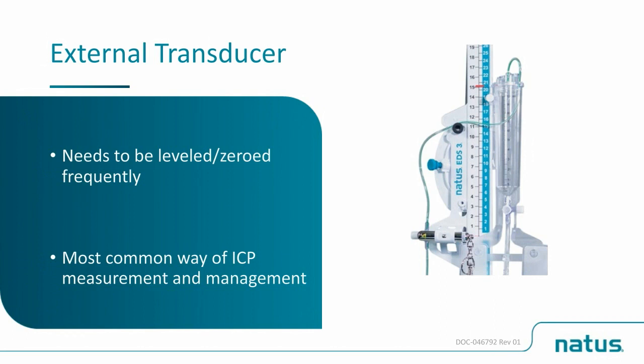You must always maintain the drain at the level of the foramen Monroe using whatever external landmark your facility has chosen. If you sit your patient up, your drain moves up. You lay your patient down, your drain moves down. Anytime your patient moves, you have to re-level your drain to ensure the accuracy of the ICP information. External transducers are the type of transducer that you will see the most often because drains are the most common way of monitoring or treating elevated ICP.